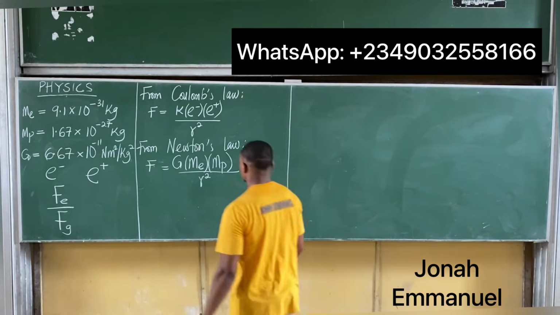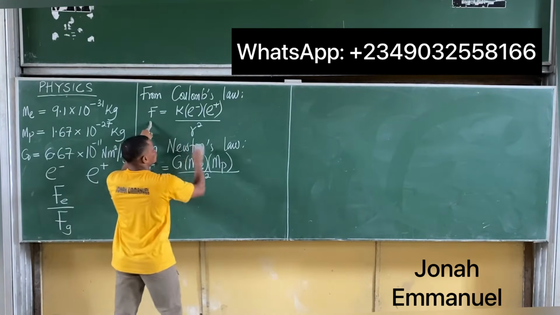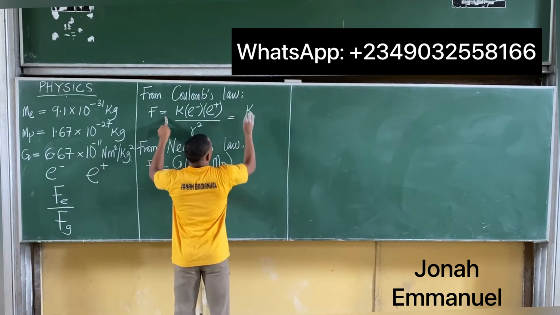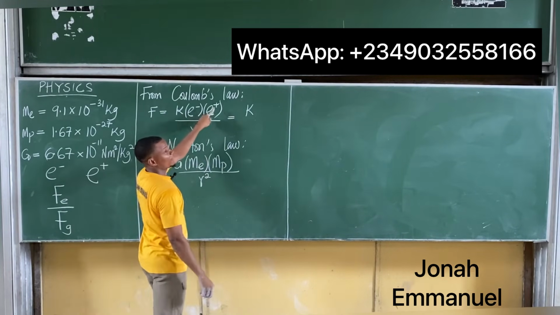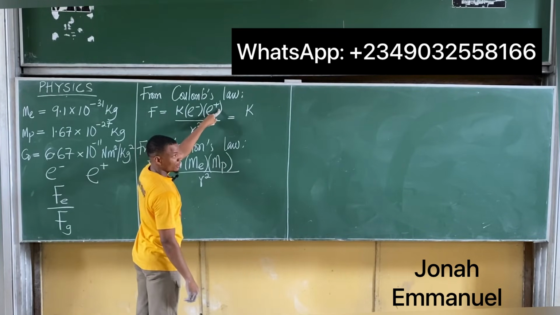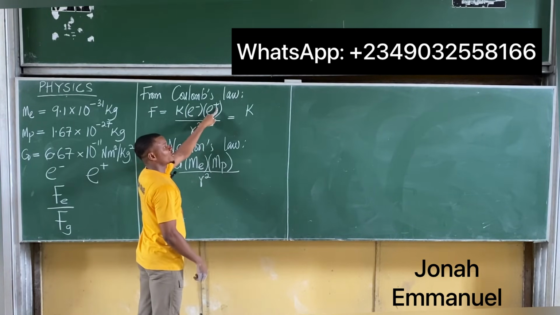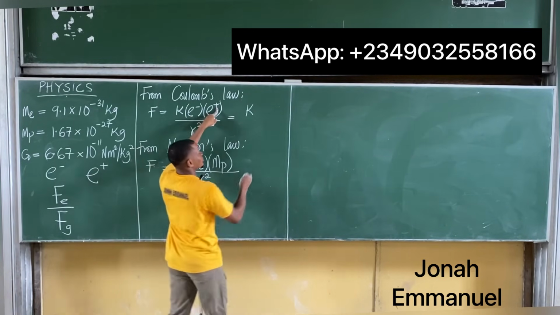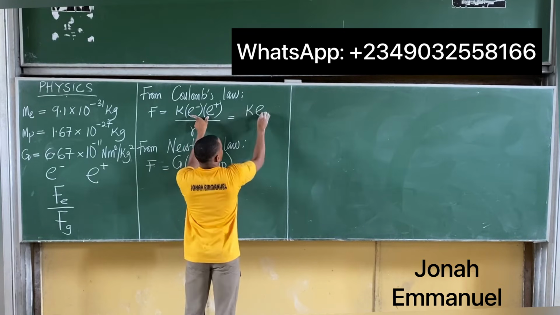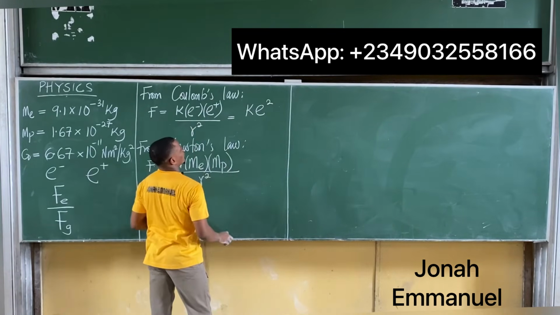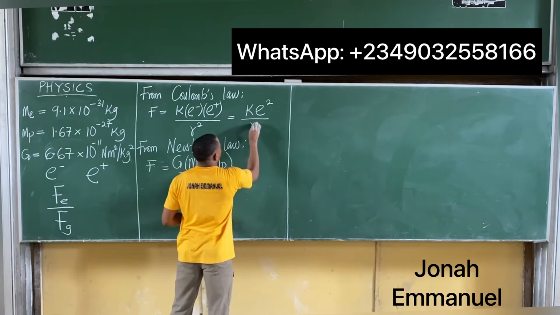All right. These two, this is equal to K. Please, regardless of the minus and the plus, E is E. The minus just says it is E for electrons. The plus just shows E for protons. So K, E and E is E squared. Let's leave out the minus and plus, all over R squared.